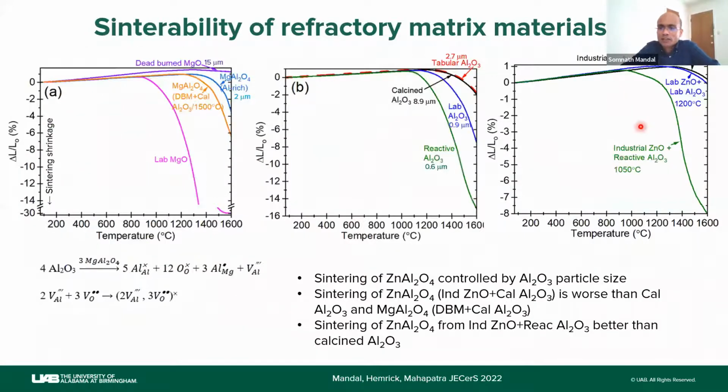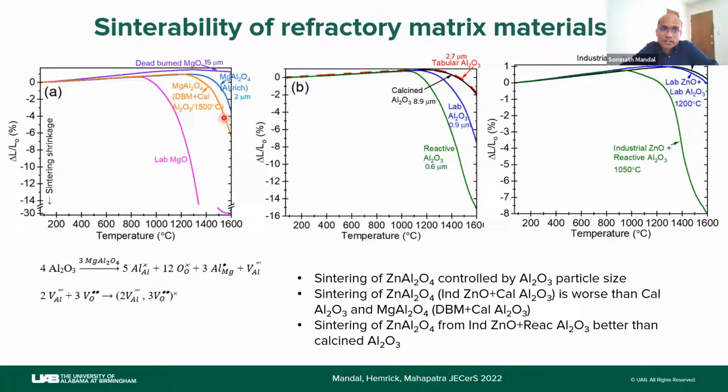So now we compare this calcined zinc aluminate powder sinterability with commercial and lab grade materials. On the left hand side, you see only magnesia and spinel. You see that the DBM, which is industrial magnesia, hardly sinters, whereas the lab grade magnesia sinters, with 30% shrinkage versus almost 1% expansion.